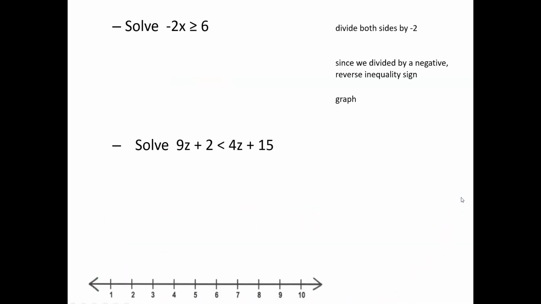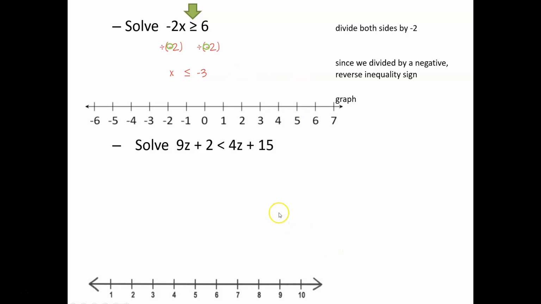Okay, so let's do some extra problems. We have solve negative 2x is greater than or equal to 6. So first thing we're going to do is get that negative 2 away from the x because we want the x all by itself. Okay, so we end up with x on this side and negative 3 on this side, but we've divided by a negative. So what do we have to do? We have to flip the sign. So we're going to end up with x is less than or equal to -3.